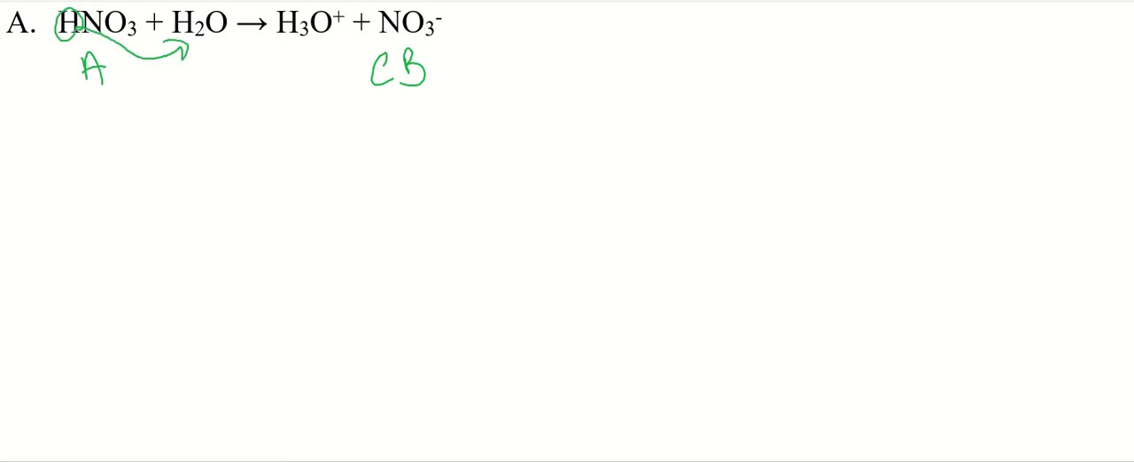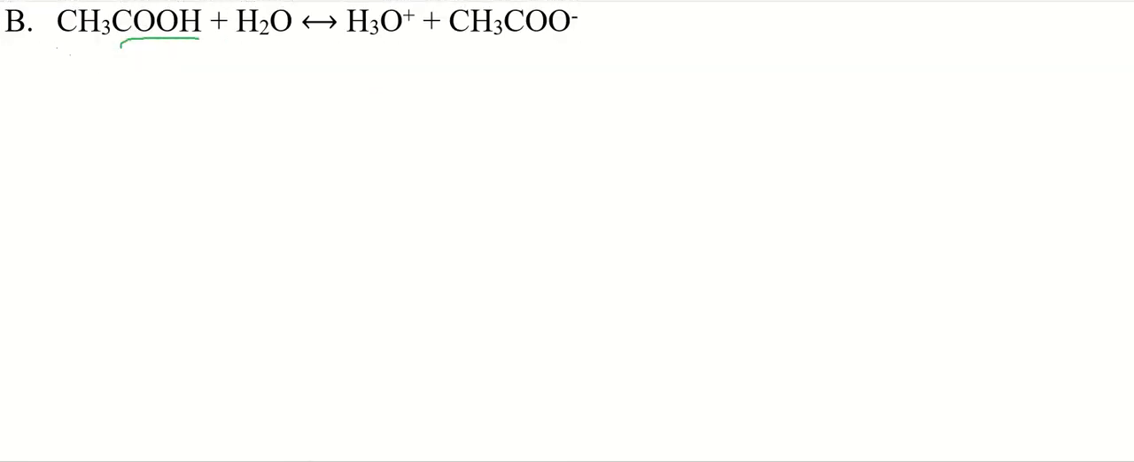Now, where did that proton go? Well, there's only one other thing there, water on the reactant side. So water picked it up. Water gained that proton. Water is the base because it accepted that proton. Afterwards, it became the hydronium ion, which is going to be the conjugate acid. So if you go right to left, hydronium is the acid and water is its conjugate base.